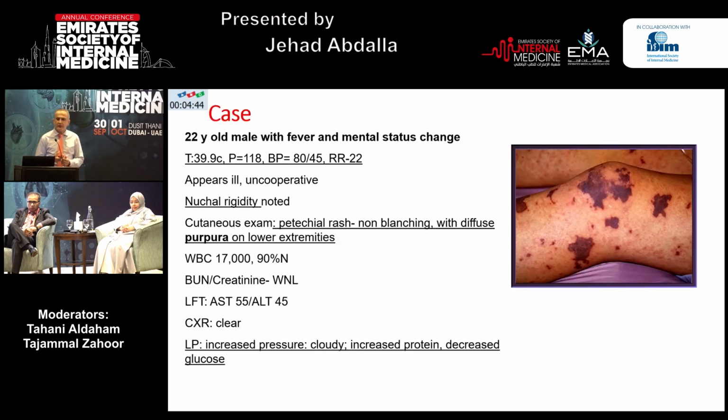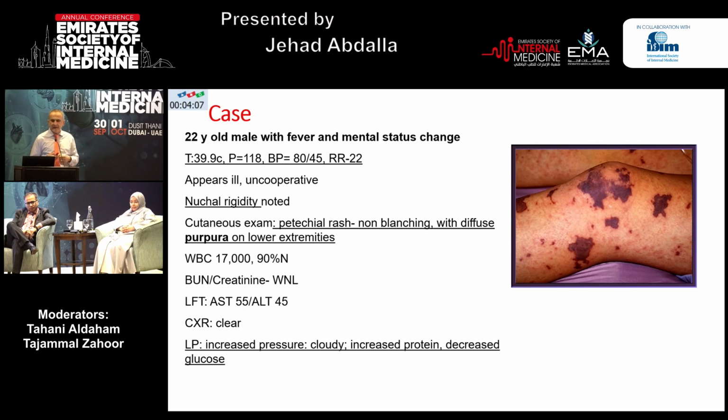Another case, a 22-year-old male, a college student living in the dorm. I'm giving you a hint that he lives in a crowded area, or if I tell you a prison mate, or someone who came from a huge gathering. So he comes, easy, huh? He comes with fever and mental status change. He's toxic, febrile, tachypneic, tachycardic, hypotensive. He is uncooperative, drowsy.